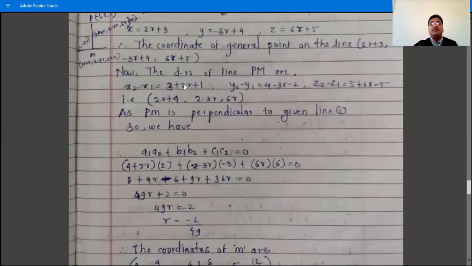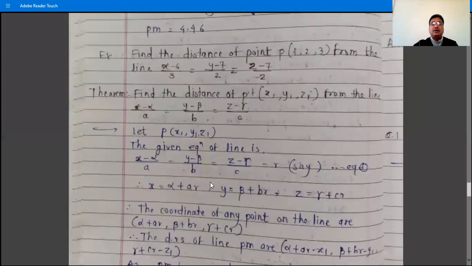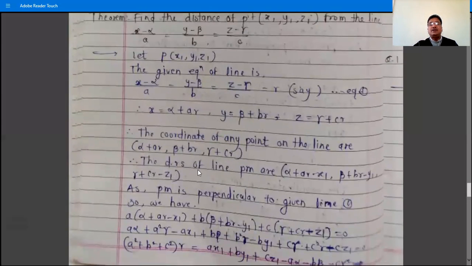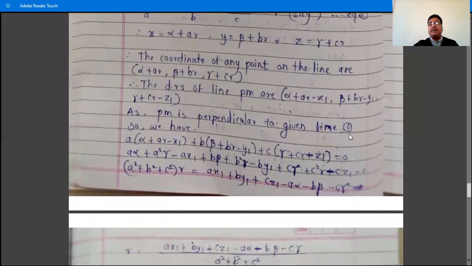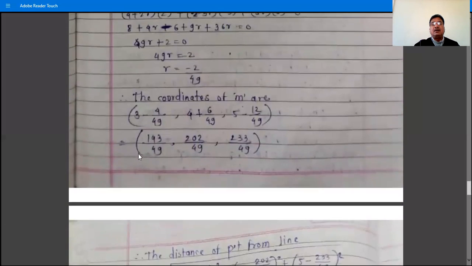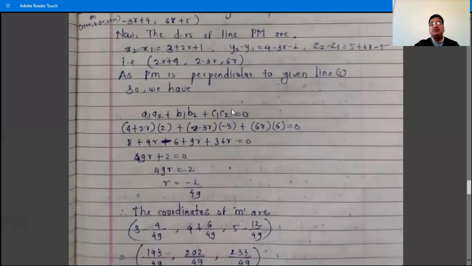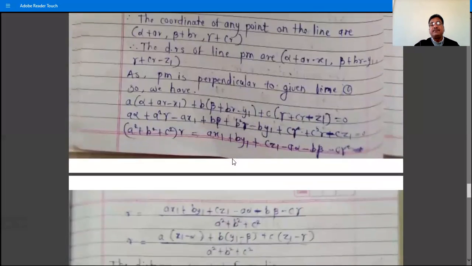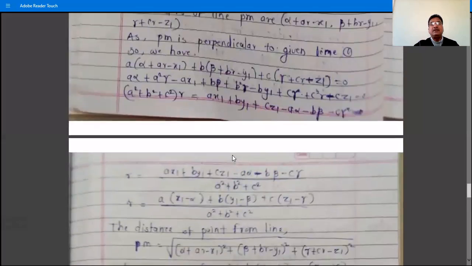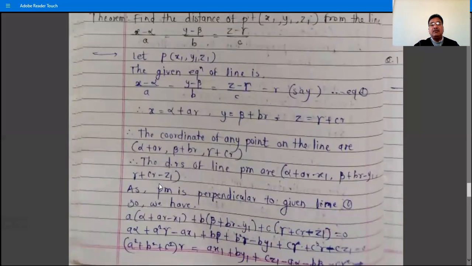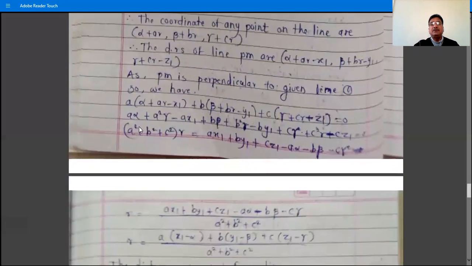The direction ratios of the line PM are 3 plus 2R minus, and so on, like that. So the direction ratios of PM are these. As PM is perpendicular to line 1, we again have the condition that A1 A2 plus B1 B2 plus C1 C2 is 0.